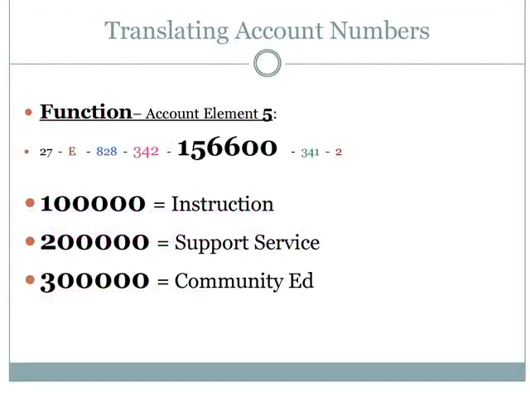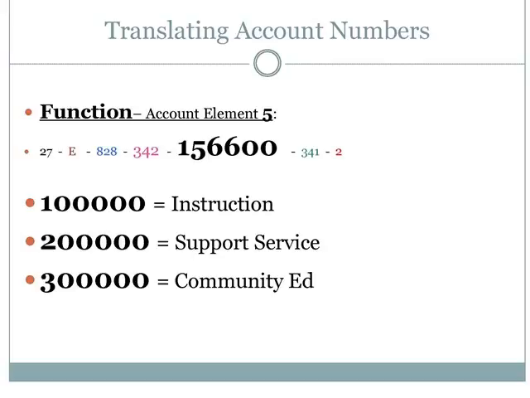The fifth element of the account number describes function. For example, the 100,000 series describes instruction. Any function number beginning with a 1 indicates some functional activity that deals directly with students, teacher in front of the students. The 200,000 series describes activities involved in supporting the instructional process.